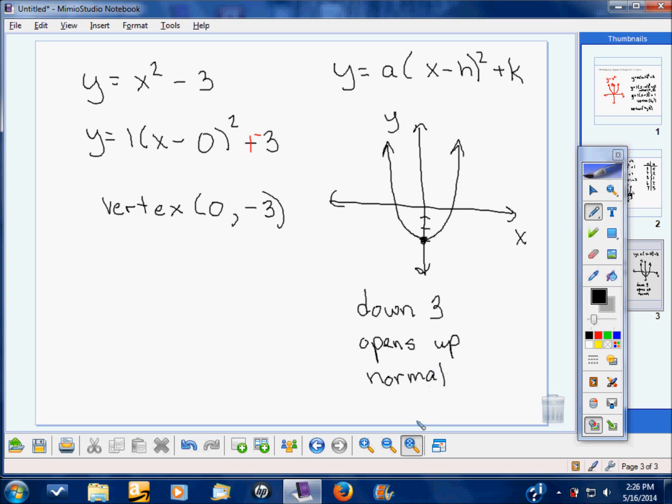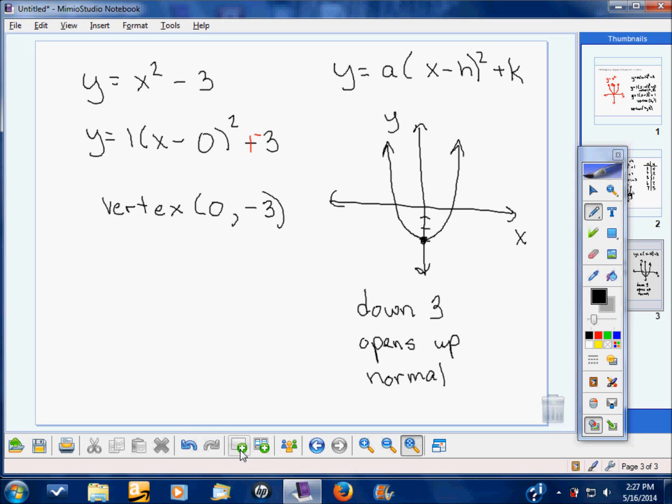Can we just say, like, instead of opens up, can we just say minimum? Your choices when you take your quiz and test will be, it'll say opens and it'll say up or down. And you're going to need to choose up or down. This is an opens up. Opens down would be the other way. And the whole graph moved down 3 and the width is normal. The vertex is 0, negative 3. HK will always be your vertex.